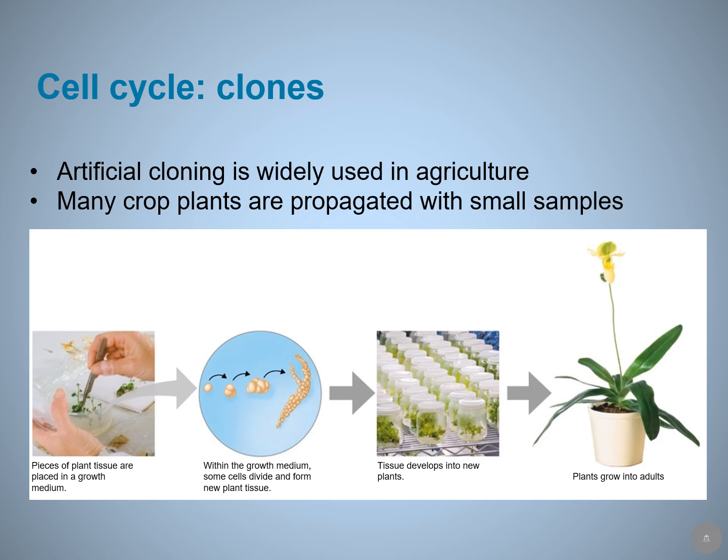Where you will oftentimes see artificial cloning is in agriculture. It's very widely used. Many crop plants are propagated by simply placing a small sample, sometimes even individual cells, into a growth liquid. Those individual cells divide and develop into new plants, which then can be grown as normal. Many crops, such as orchids, oranges, and grapes, and other plants, depend on that process.